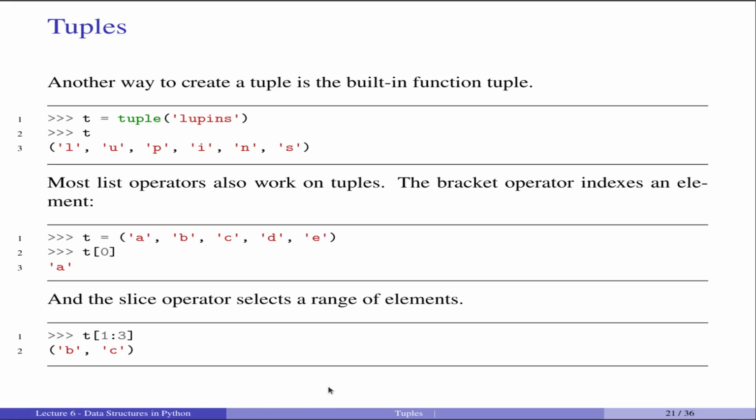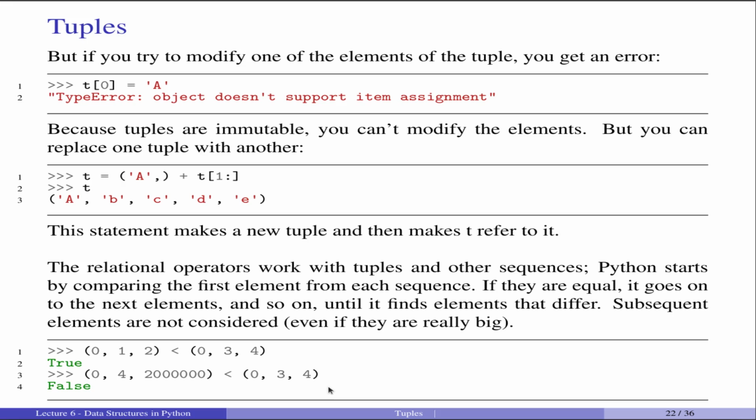Alright, okay, but now comes the interesting part: if you try to modify one of the elements of the tuple, you get an error. So if I specify t[0] and I want to modify t[0], then I will get an error that the object doesn't support item assignment. This is because tuples are immutable, but we can completely replace a tuple. We cannot replace an element of a tuple, but I can completely replace a tuple. Let me understand it with an example, so please notice.